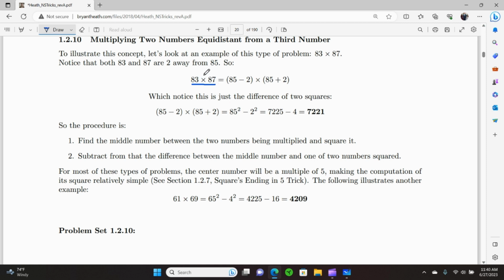If I'm working here at the top and I'm trying to do 83 times 87, well, that's the same thing as saying 85 minus 2 times 85 plus 2. So this is where the trick begins to come in. If I'm multiplying these two numbers together, I'm going to take the foiling approach. I'm going to do 85 times 85, using the squares ending in 5 trick. So I'm going to do 8 times 9, which is 72. The number has to end in 25.